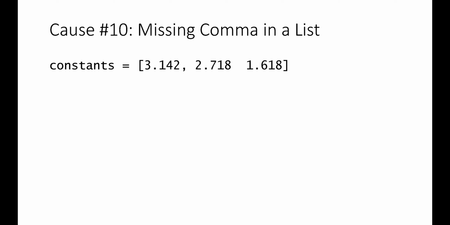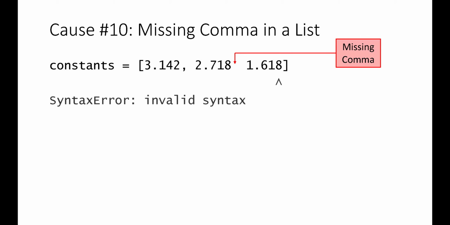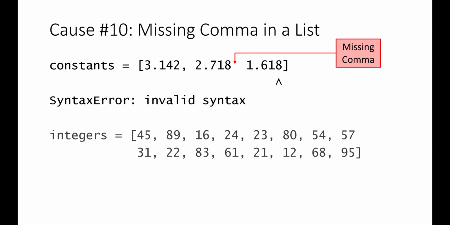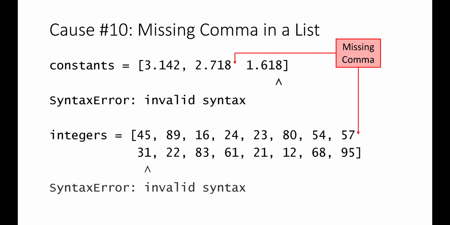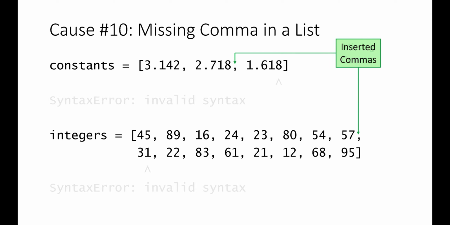Elements in a list literal must be separated by commas. Omitting one of the commas is a syntax error. Python reports the element immediately following the missing comma as the location of the error, which means that this error is usually relatively easy to identify. However, it's worth noting that this can result in Python reporting the error on the line after the location where the comma is missing when the list literal spans multiple lines. The error is corrected by inserting the missing comma.